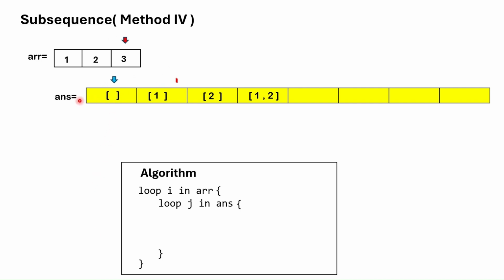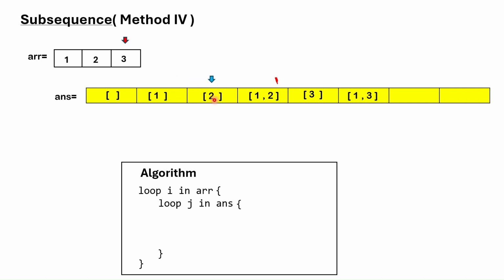Now this time my answers array size is 4, so this pointer will move till here. Again listen: we will copy this, push 3, and then push it in our answers array, and then move this pointer again. We will copy this, push 3 in this array, push this array in our answers array, and then move this pointer.